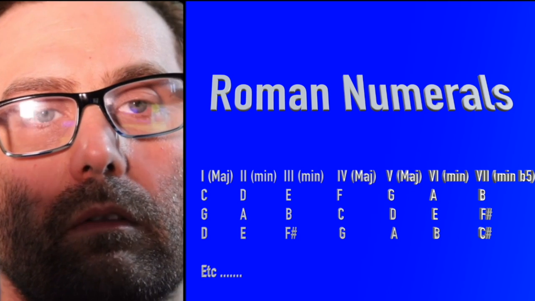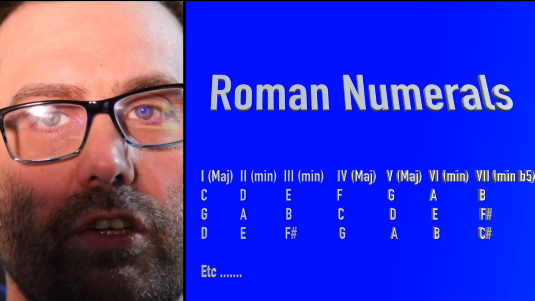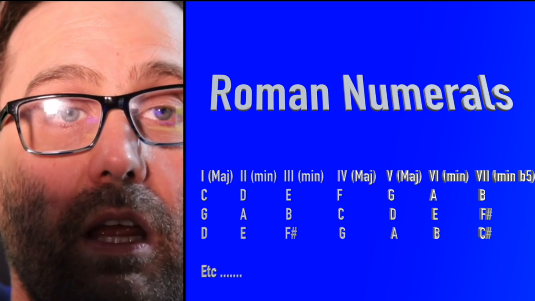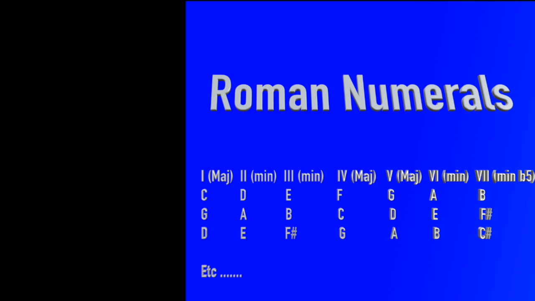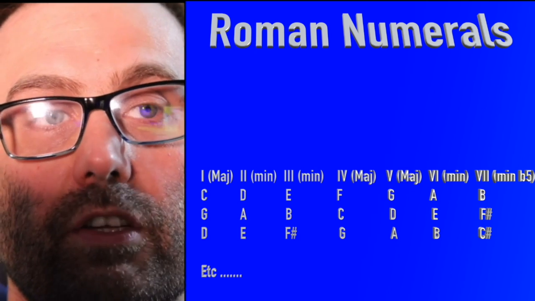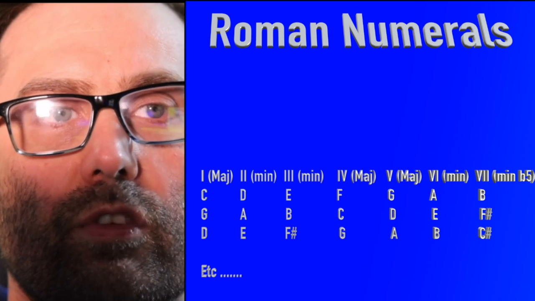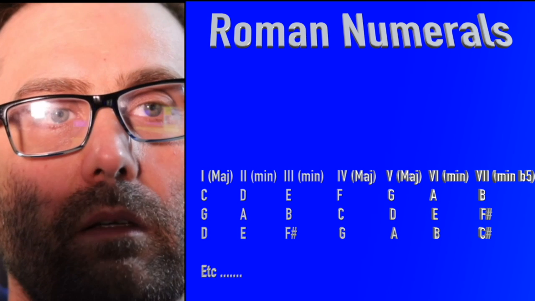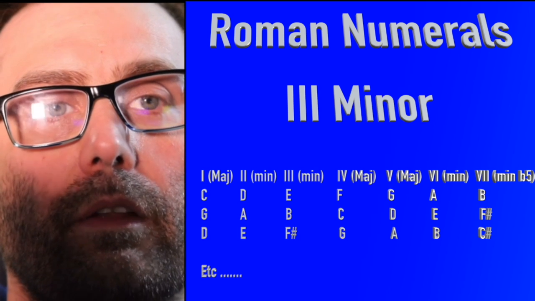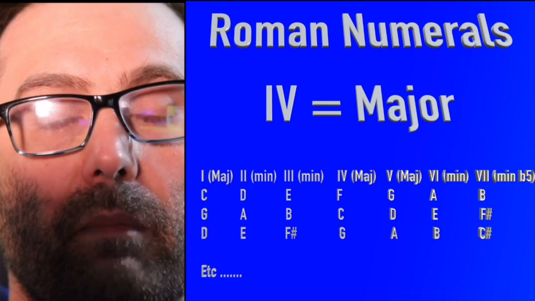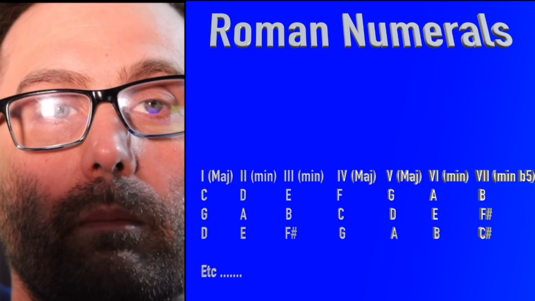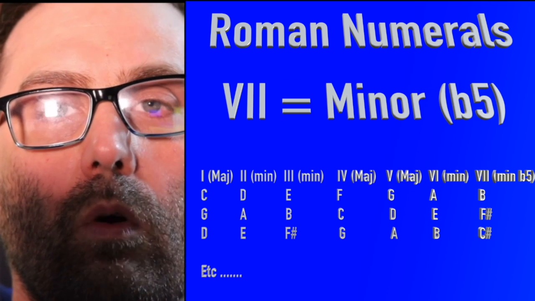The key of C, no sharps or flats, the key of G, 1 sharp, which is an F sharp, and the key of D, which is 2 sharps, F sharp and C sharp. And here we can see that while the notes in the scale are changing, the Roman numerals on the chord type aren't. So number 1, major, number 2, minor, number 3, minor, number 4, major, number 5, major, number 6, minor, and again that last chord, number 7, minor 7 flat 5, or half diminished.